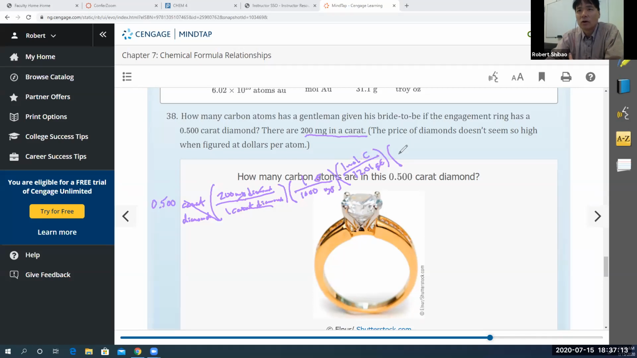Once we get moles of carbon, we can figure out the number by using Avogadro's number, 6.022 times 10 to the 23rd carbon atoms, average, divided by 1 mole of carbon atoms. And so moles of carbon atoms cancel, and what we end up with is just the number of carbon atoms here. We can just punch that out on the calculator and see what we get.